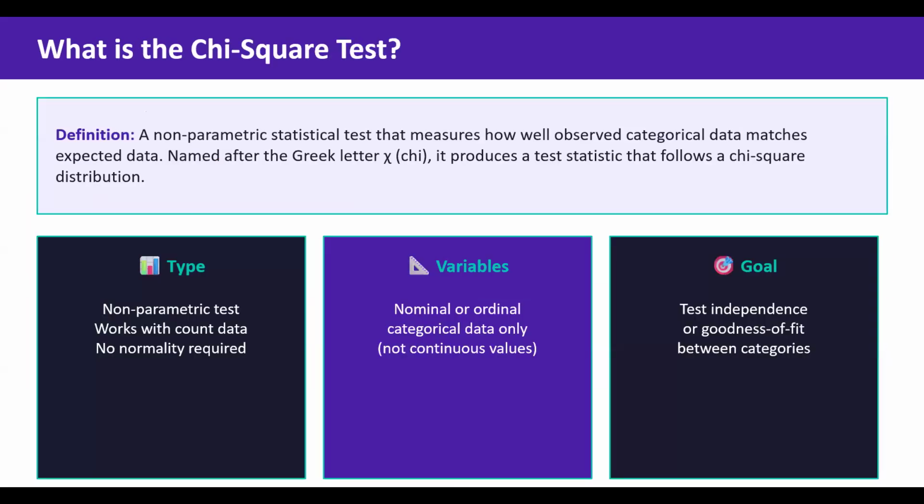So first of all, the chi-square test is a non-parametric statistical test that measures how well the observed categorical data, or observed frequencies, match the expected frequencies. It's named after the Greek letter chi, so it's called chi-square. It produces a test statistic that follows a chi-square distribution, and the chi-square distribution looks like this, with a very long right tail. It's very skewed to the right.